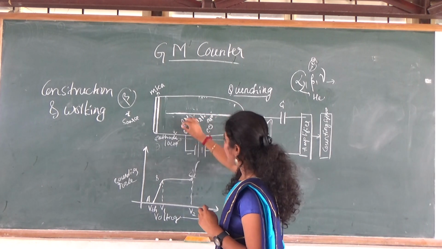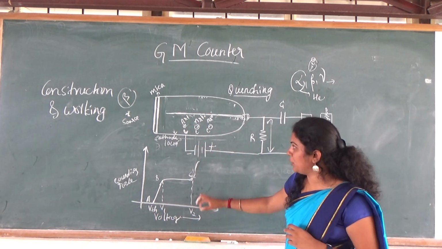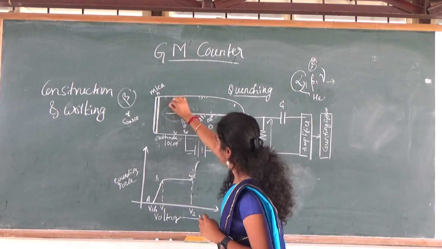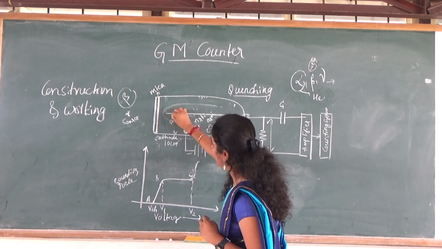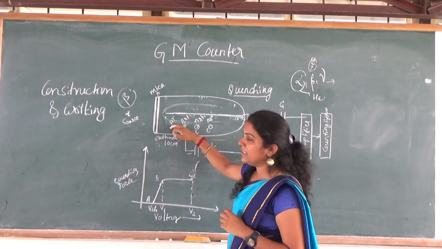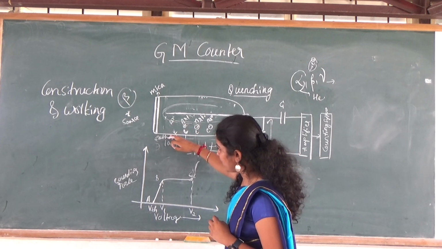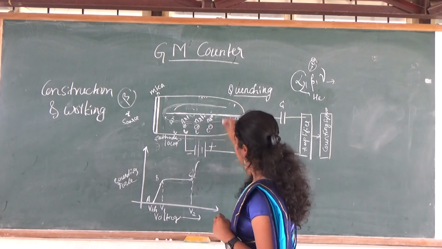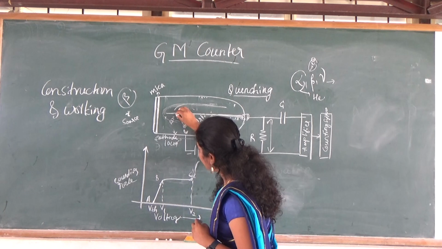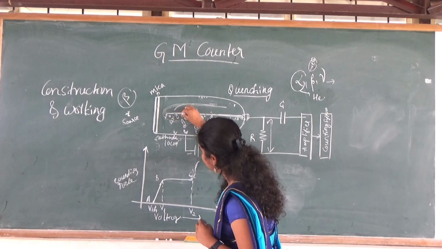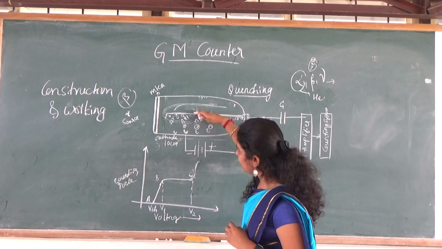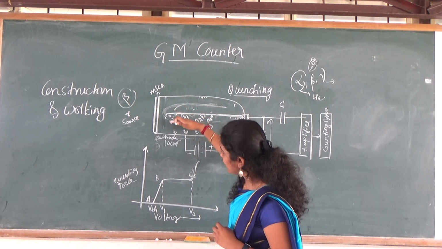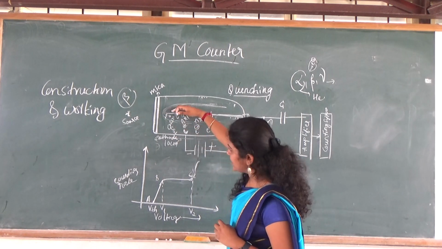Because of the potential from V1 to V2, there is a sheath formation of argon ions. As they are heavier, the rate of movement of the argon ions is very slow. So there is a sheath formation. Because of this sheath, in between the argon sheath and the anode wire, the electrons and argon ions couldn't come, and the electrons cannot move towards the anode wire.